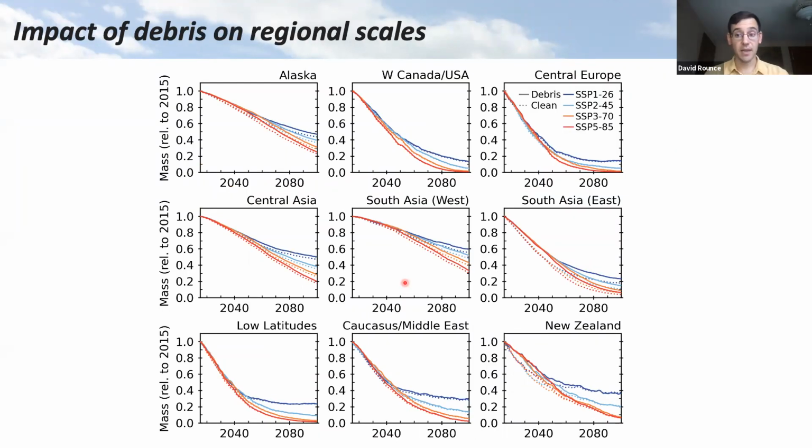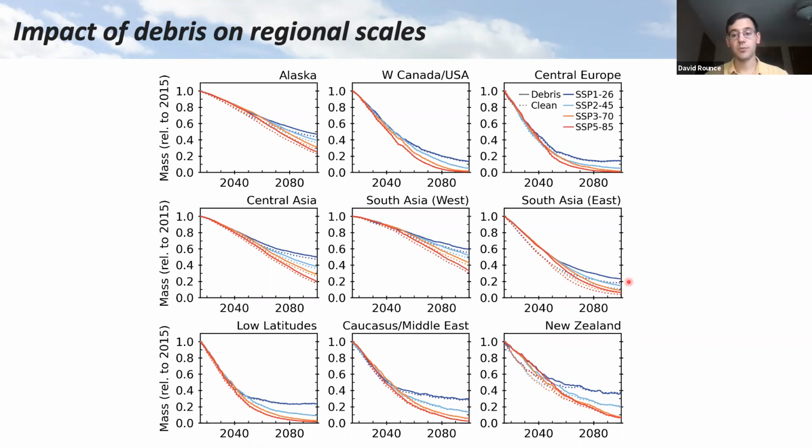To determine the impact of accounting for debris on regional scales, we run an additional simulation where we assume there's no debris cover, and instead we model the entire area as clean ice. For most scenarios, interestingly, we don't see too much of a difference between these two simulations. The primary differences that we do see are typically happening in the middle of the century. For example, you can see some significant differences in South Asia East here, in New Zealand, for example. But these are primarily occurring in the middle of the century or by the end of the century for regions that have very thick debris, like in Southeast Asia.